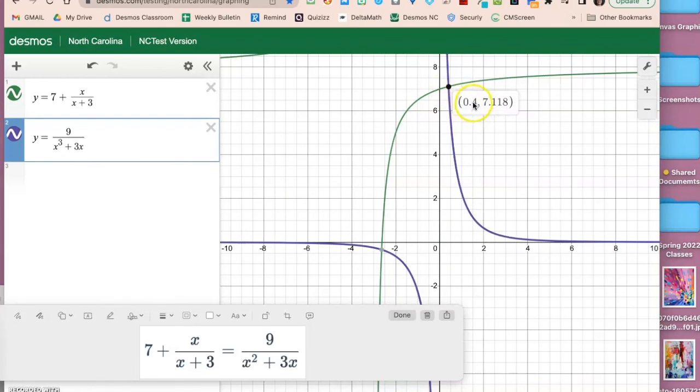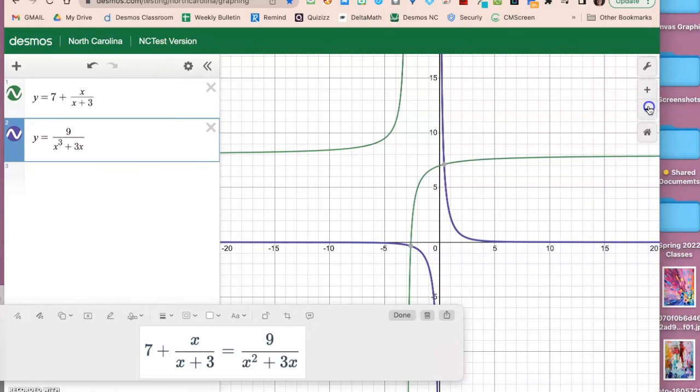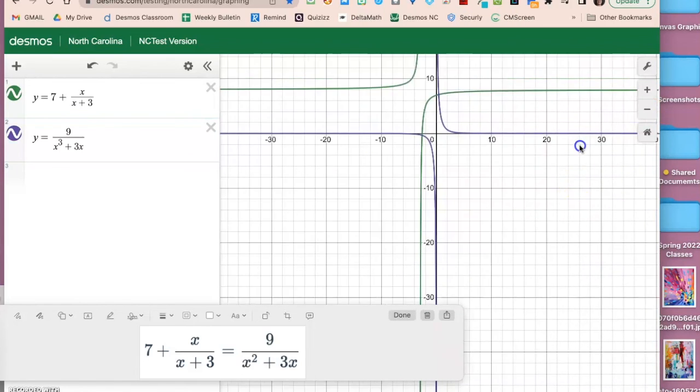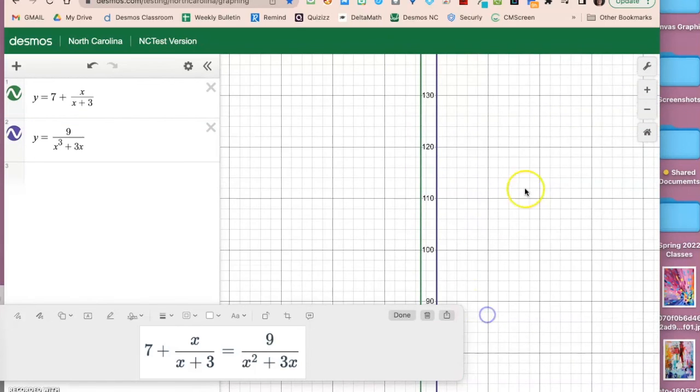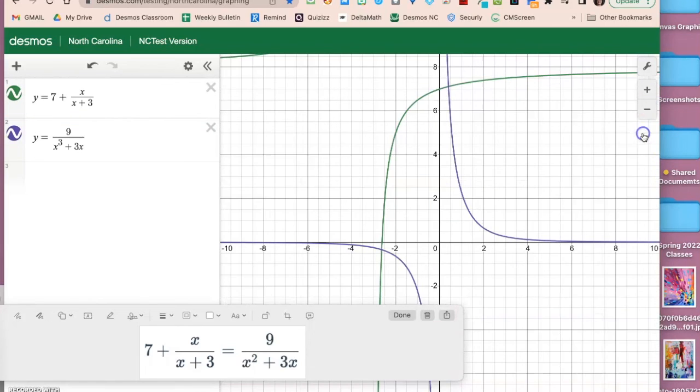So there's a solution at 0.4, and then there's another intersection here, which is at negative, excuse me, not the y value, the x value, at negative 2.64. So the solutions are always going to be the x values. Alright, I'm going to zoom out just a little bit to make sure there's no more intersections. And I can see that there is not. We're going to look up here. You can see that this one's kind of hitting a vertical asymptote there. So this one has two solutions at negative 2.64 and at 0.4.